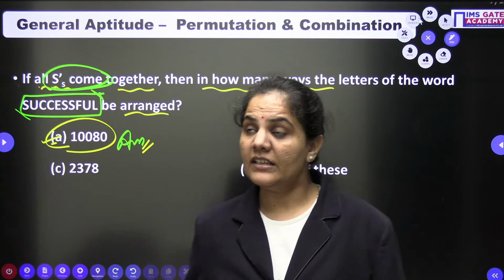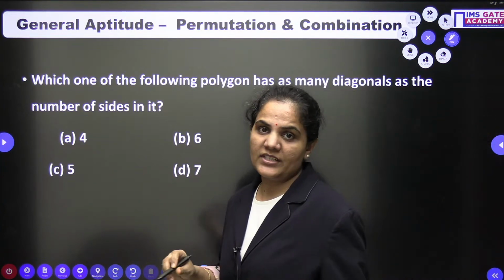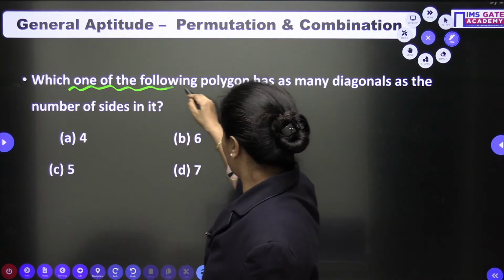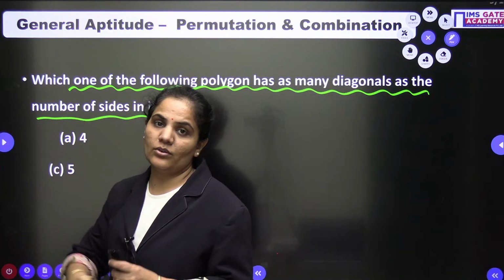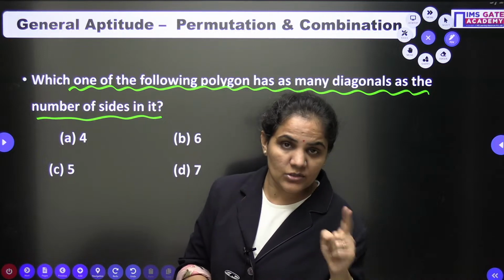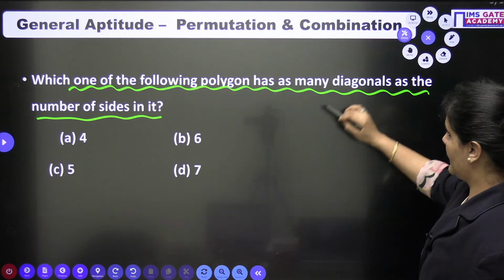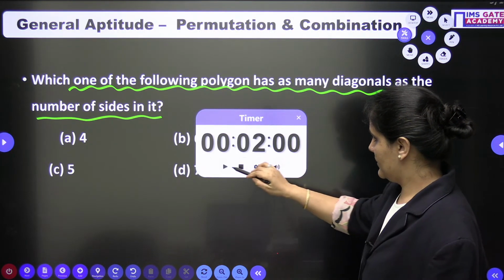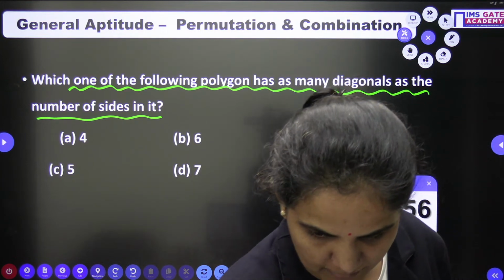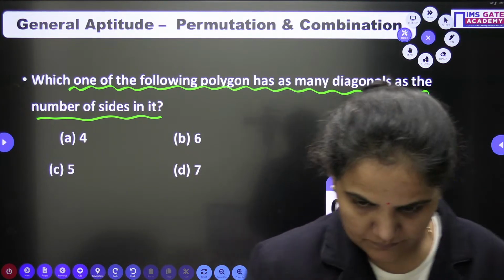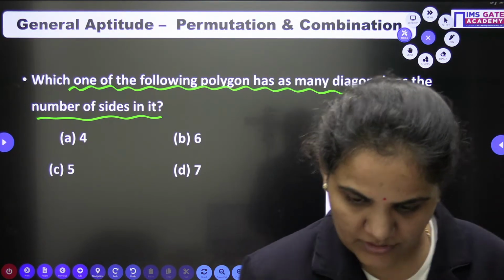Let's go for the next one. A good question again from the geometry side. Which one of the following polygons has as many diagonals as the number of sides in it? It is mentioned here that the number of diagonals is equal to the number of sides. Everyone, just go for it. Just approach it, everyone.